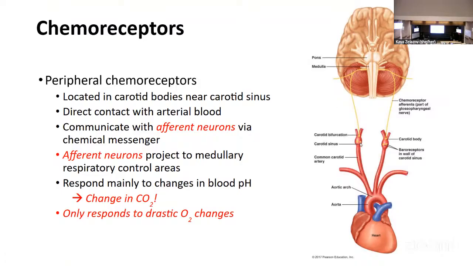But here we see their location, right? We can see them right above the carotid sinus, and we can see that they are linked up to your brain. So they're in contact with arterial blood down here. Then we have an afferent neuron, afferent meaning going back to the brain, communicating here with those respiratory centers in the brainstem as well. So they're responding to your carbon dioxide changes via this intermediary of blood pH.